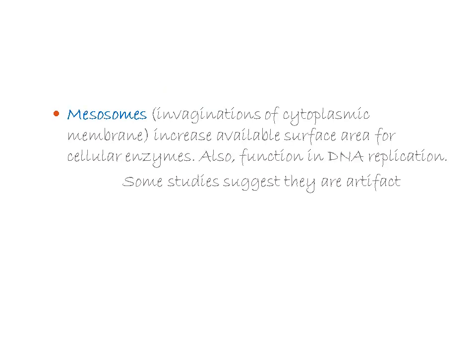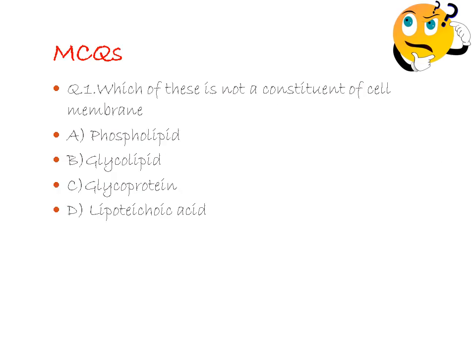Now, what are mesosomes? We have seen in the structure earlier that at some points the cell membrane is invaginated into the cytoplasm to increase the surface area available for various cellular enzymes. Also, it helps in DNA replication. Though some studies suggest that they are just artifacts, most of the investigations show that they are there to increase the surface area for the cellular enzymes.